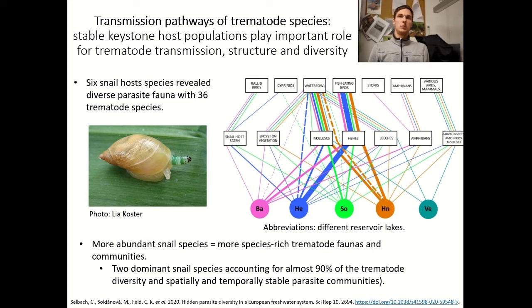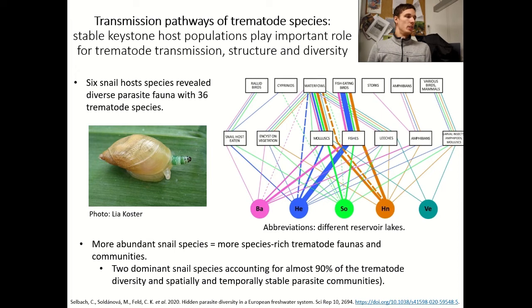Now let's look at some examples. The researchers looked at 5 reservoirs, which are human-made lakes behind dams. And they investigated them and found out that 6 snail species hosted 36 trematode species. The trematode species are parasites.